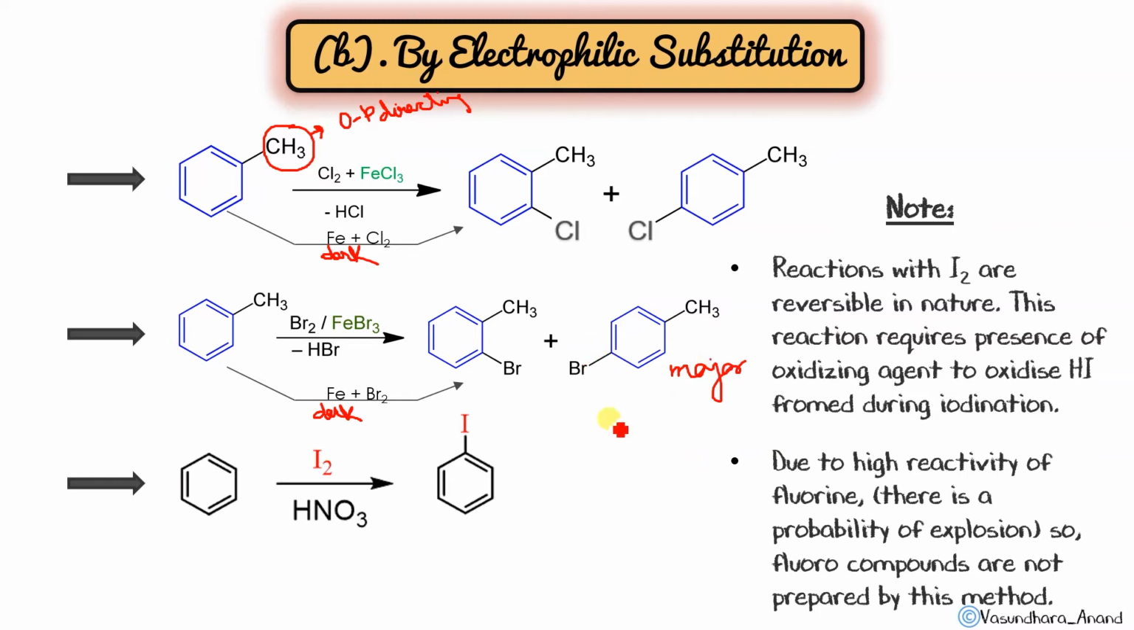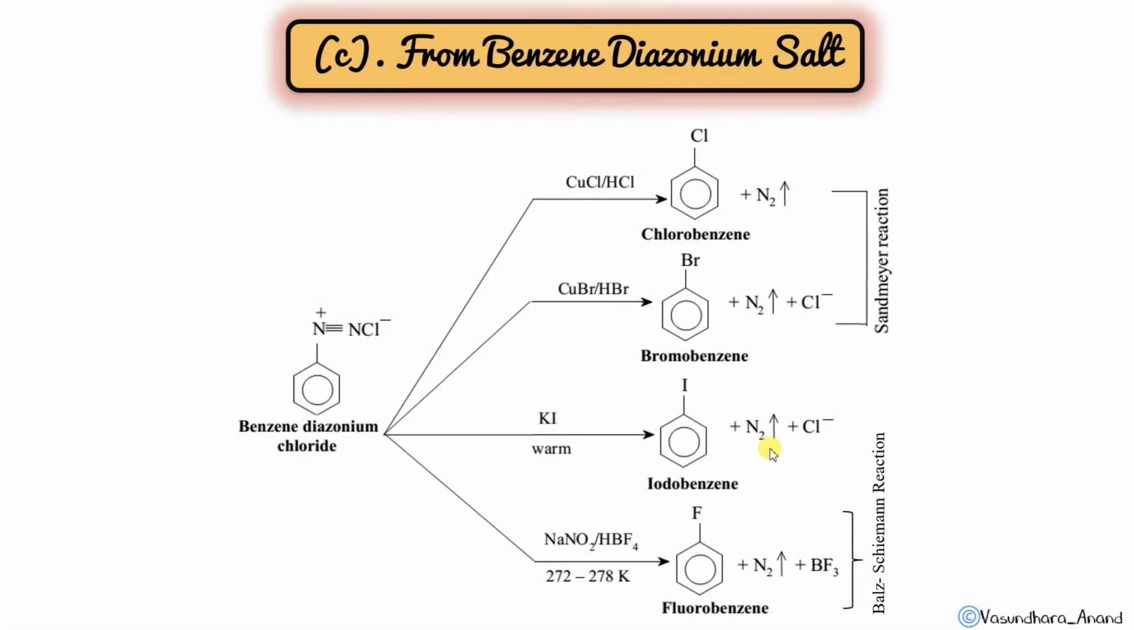Got it? Why have we prepared the chlorine and the bromine and iodine compounds, but not the fluorine? This is the reason: because of the high electronegativity of fluorine, there is a probability of explosion. Okay, and that's why we don't prepare fluorine compounds by this method. Okay, so this is the reaction for this. Now next, from benzene diazonium chloride.